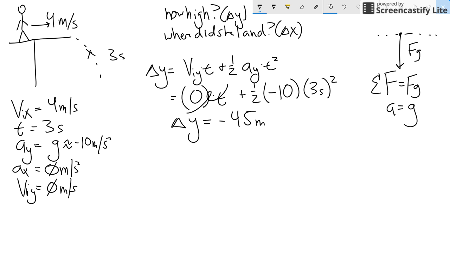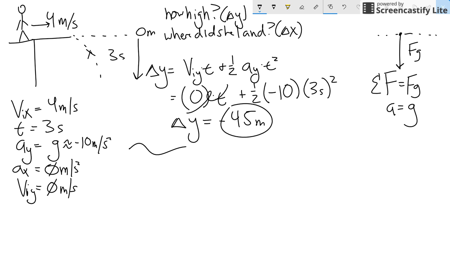Now, the reason it's -45 instead of 45 meters is because I'm saying this position here is 0 meters. So if I go anywhere below, it's going to show up as negative. But if you just put 45 meters on the test, I would accept it. Great. Still have another half of the problem.